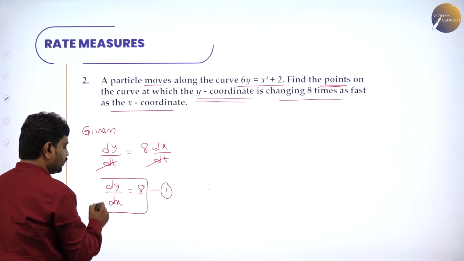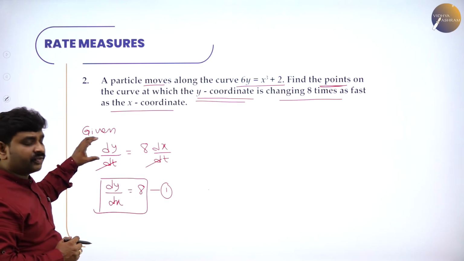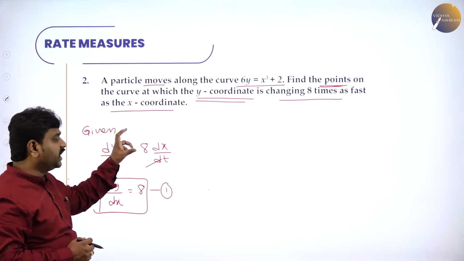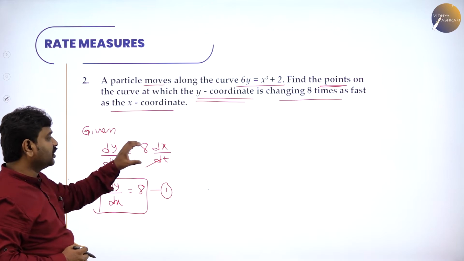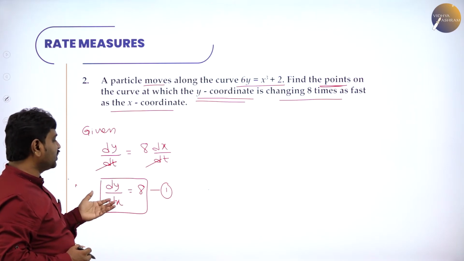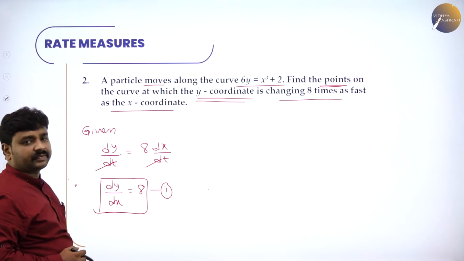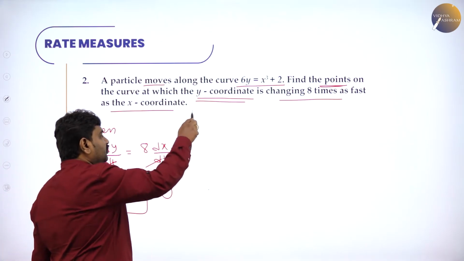Y coordinate changes means change in y coordinate, dy by dt, is equal to 8 times the change in x coordinate, dx by dt. So dy by dt is 8 times dx by dt. Therefore, dy by dx is dy by dt divided by dx by dt, that is 8. Now they gave dy by dx.